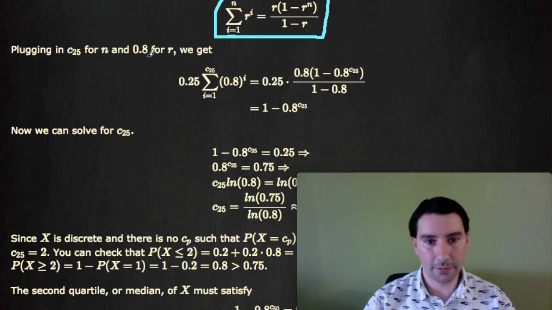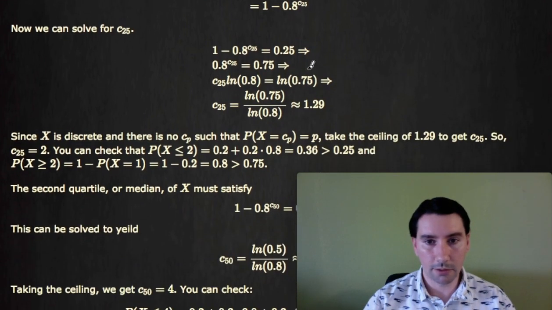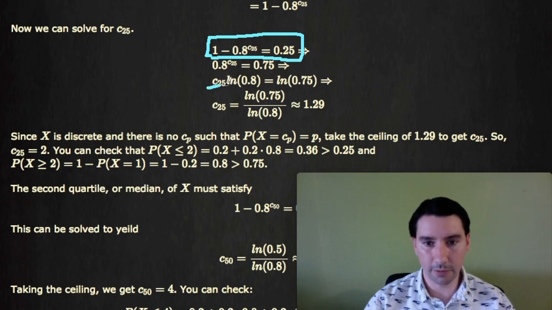Plugging in c25 then for 0 for n and 0.8 for r, we get 0.8 times (1 minus 0.8 to the c25) over (1 minus 0.8). And whenever we multiply this by the 0.25 out front, we get 1 minus 0.8 to the c25. So we want to solve 1 minus 0.8 to the c25 equals 0.25. And doing that algebraically, we get c25 is natural log of 0.75 over natural log of 0.8, which is approximately 1.29.